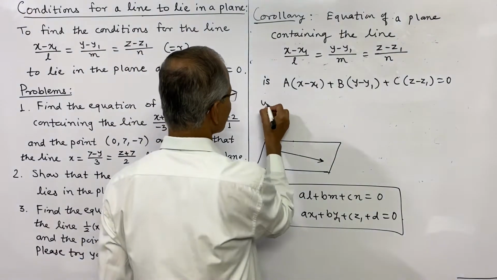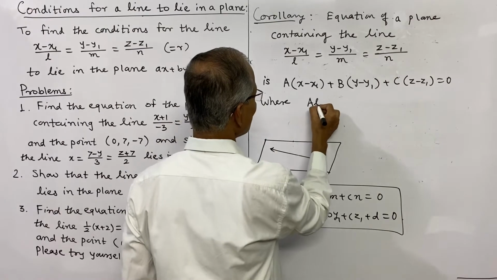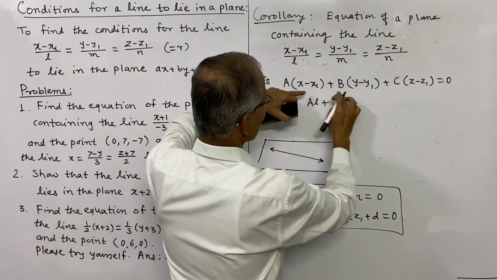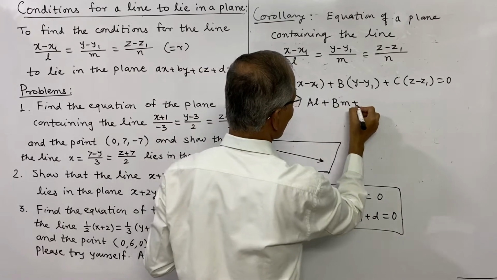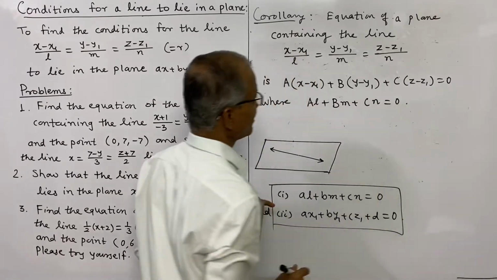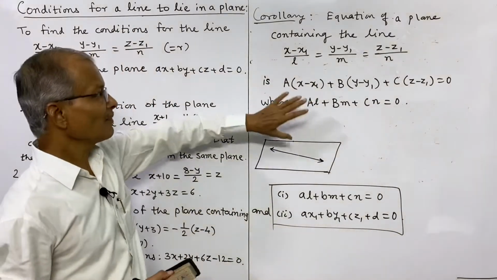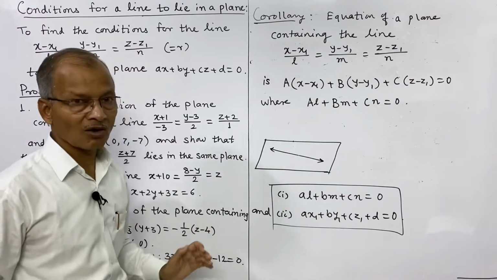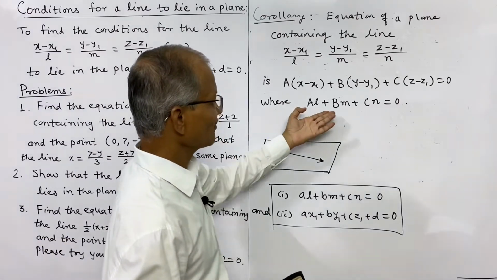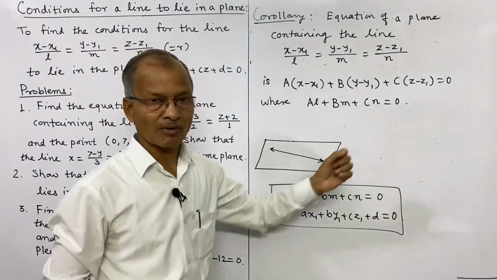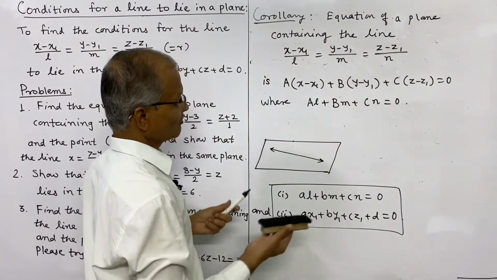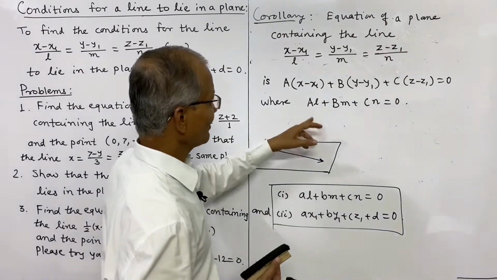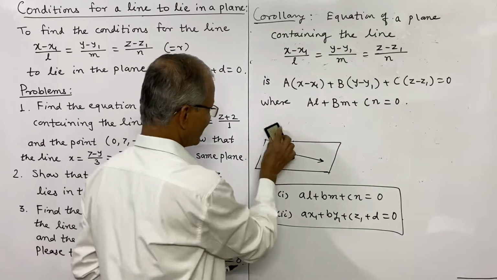And the condition is the sum of products of these DRs: A into L plus B into M plus C into N is equal to 0. So this is the simple way to write the equation of a plane. The equation of the plane is this one, with this condition. Now one more condition must be given, and then we can find the values of ABC, or proportional values of ABC. The condition may be that a point on the plane is given, and from that, by solving these equations, we can find the values of ABC.